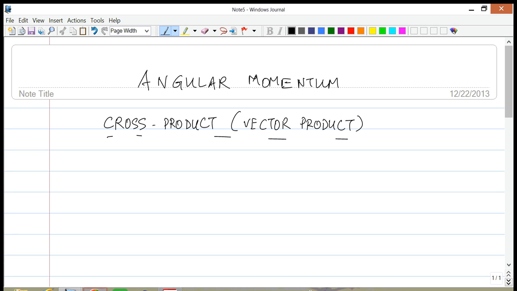Okay, so we're going to start talking about angular momentum. Before we go into what angular momentum is, we need to take care of a few things, namely understand the cross product of vectors.